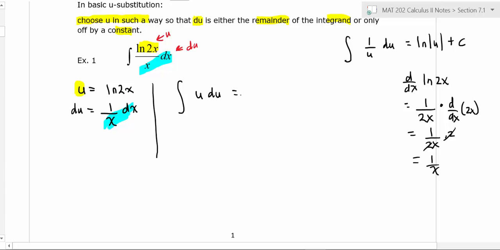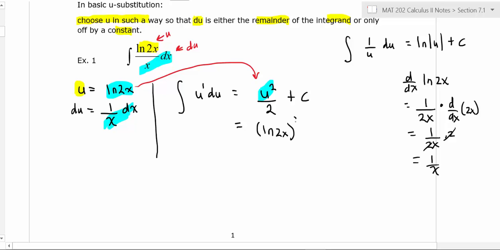Now this is a basic power rule. Remember, for the power rule for an integral, we add 1 to the exponent, divide by that new exponent, and then you have your arbitrary constant c. Now you want to plug back in. u is ln of 2x, so that plugs back in right there. So you get ln of 2x squared over 2 plus c as the answer to that integral. Okay, so that is the answer to the problem.